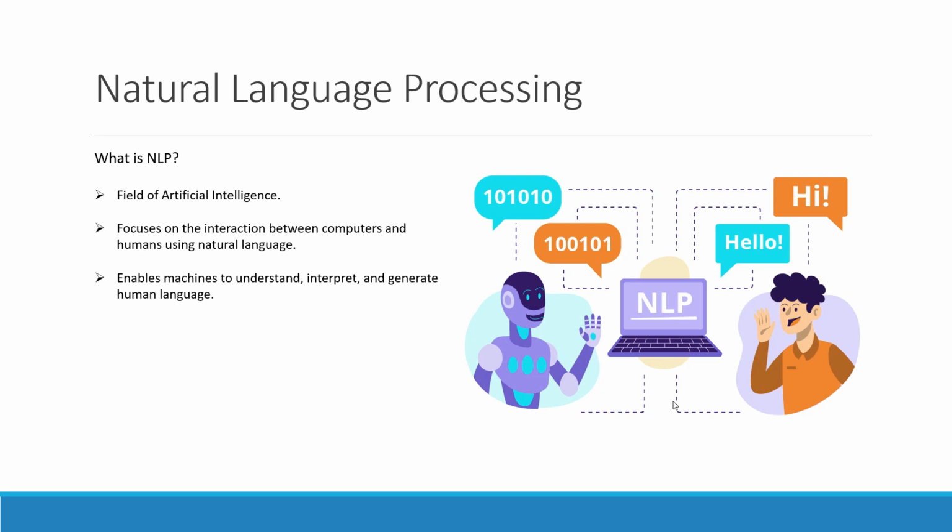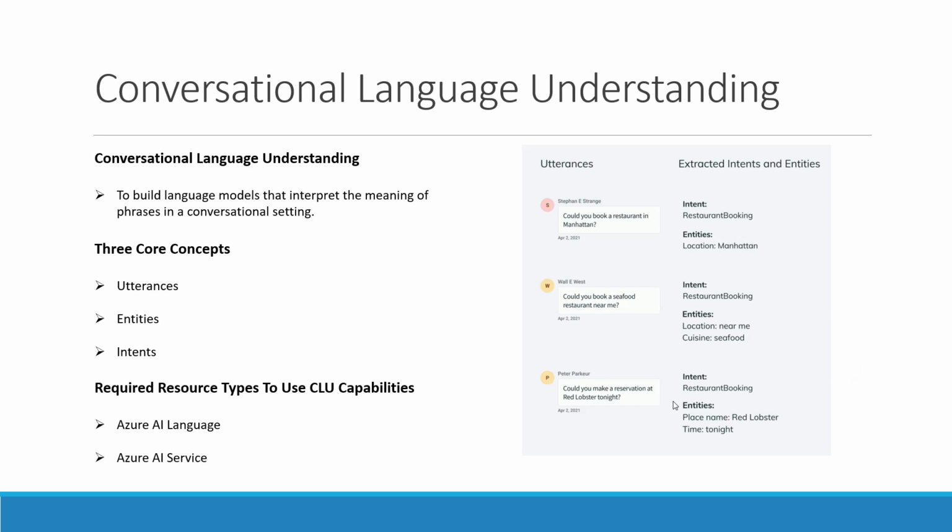So this is all about natural language processing (NLP). The next one we are going to see is conversational language understanding. What is conversational language understanding, and why do we need it? I'll call it CLU for short. The CLU is used to build language models. In the previous session we also saw this, right?